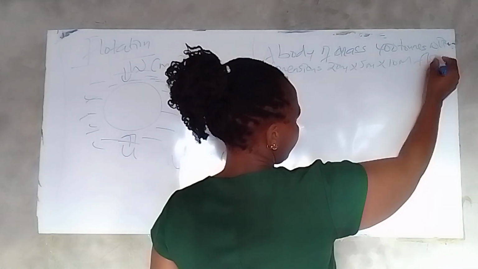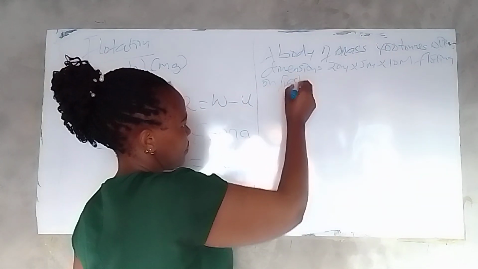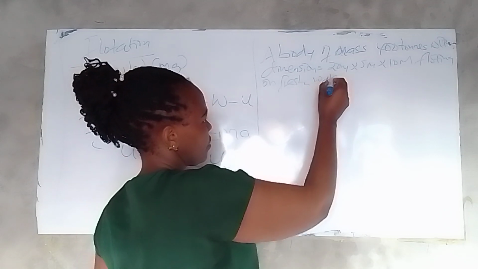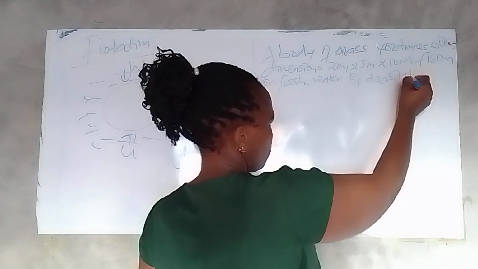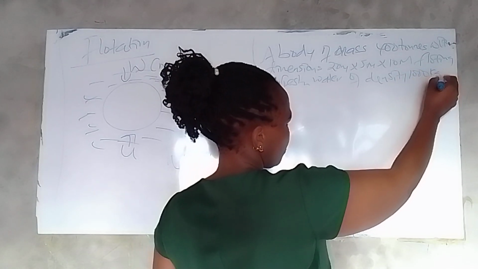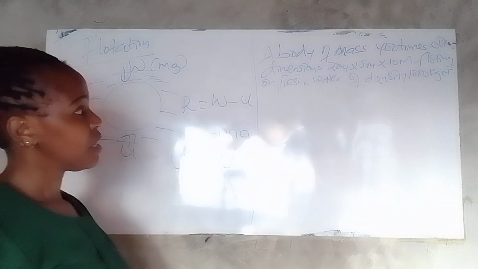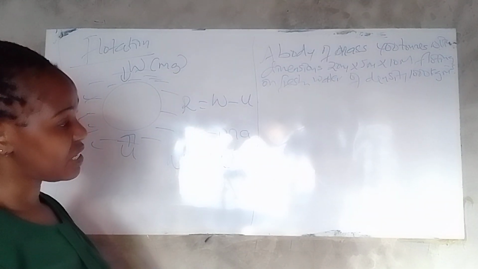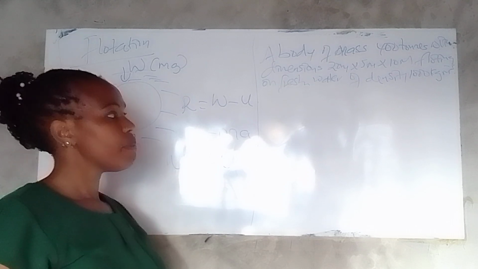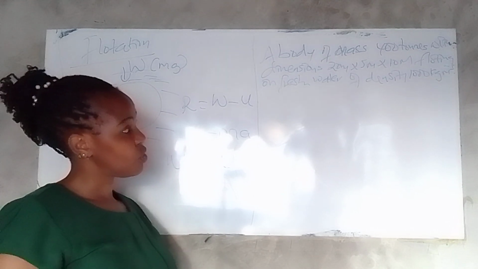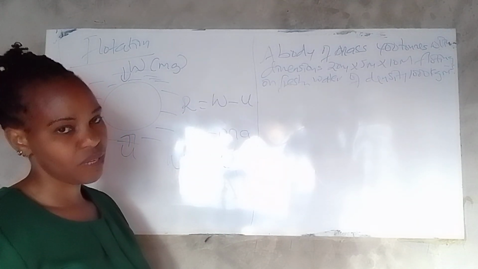Floating on fresh water of density 1000 kilograms per cubic meter. Okay, we have a body of mass 400 tons with dimensions 20 meters by 5 meters by 10 meters, and it is floating on fresh water of density 1000 kilograms per cubic meter.